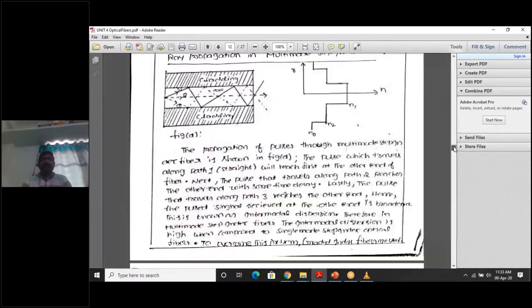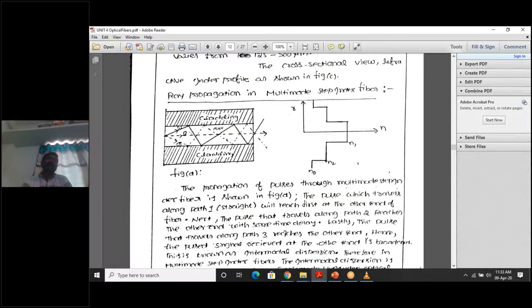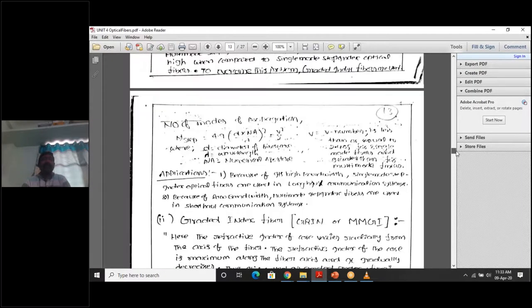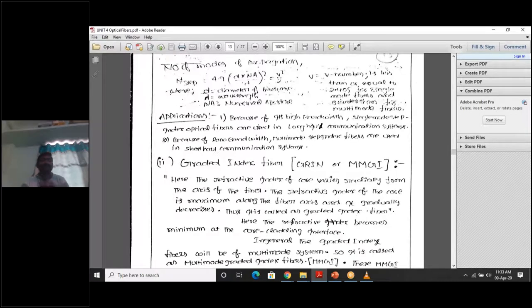In the multimode step index optical fiber, the advantage is you can pass more data because it allows more modes of light. But what is the disadvantage? The output shows intermodal dispersion, a time lag. Intermodal dispersion means a time lag between one light ray and another light ray. This is the disadvantage. Now, the applications.